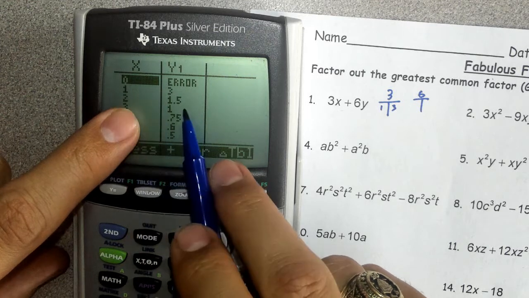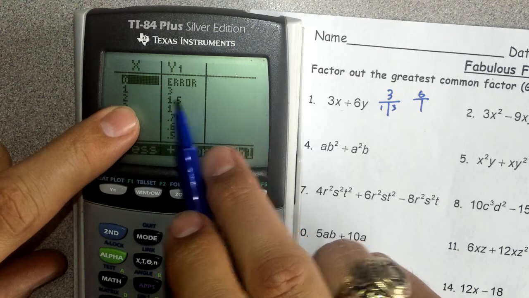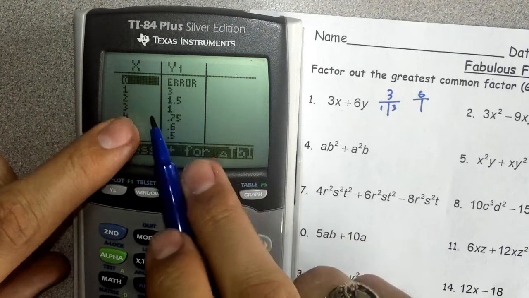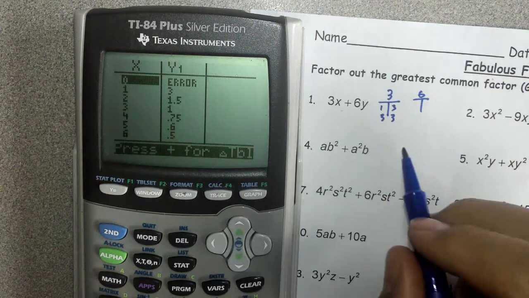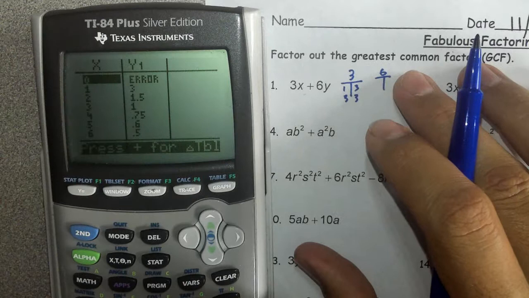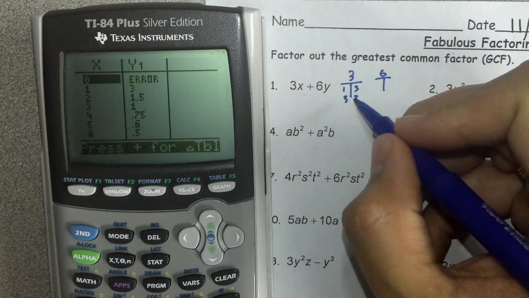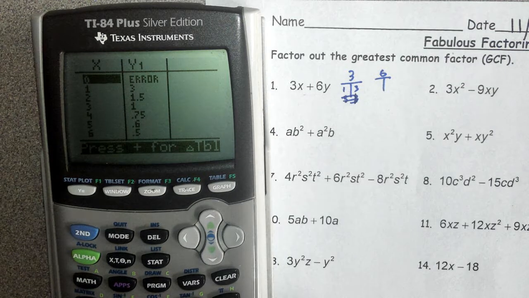My next one is 2 and 1.5. While 2 times 1.5 is 3, we only want integers, so we don't want that one. Our next one is 3 and 1. But we'll notice that 3 and 1, the numbers have repeated themselves. So I don't need those. So my only factors are 1 and 3.